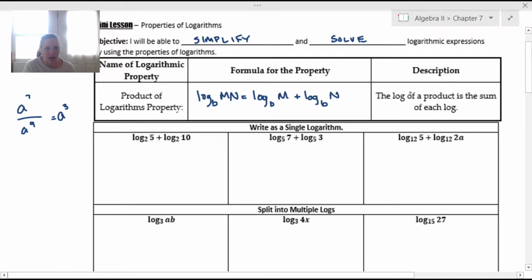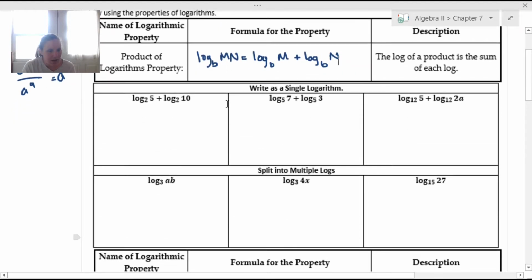So the log of a product is the sum of each log. So if I have two logs, log base 2 of 5 plus log base 2 of 10, I can make them into a single logarithm by multiplying these two numbers together. So log base 2 of 5 times 10, which is log base 2 of 50.